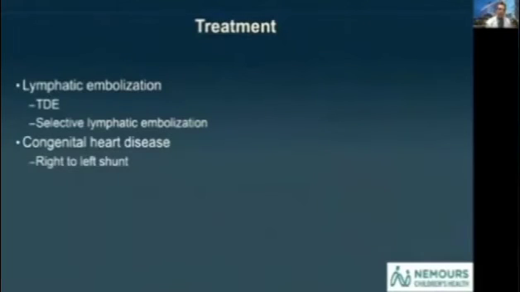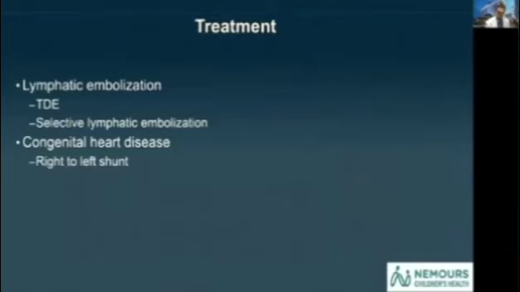So what's the treatment? Lymphatic embolization. It could be thoracic duct embolization or selective lymphatic embolization. And we start to think more about selective embolization, primarily because, as I will tell you later, one of the long-term complications of thoracic duct embolization in congenital heart disease kids is PLE.